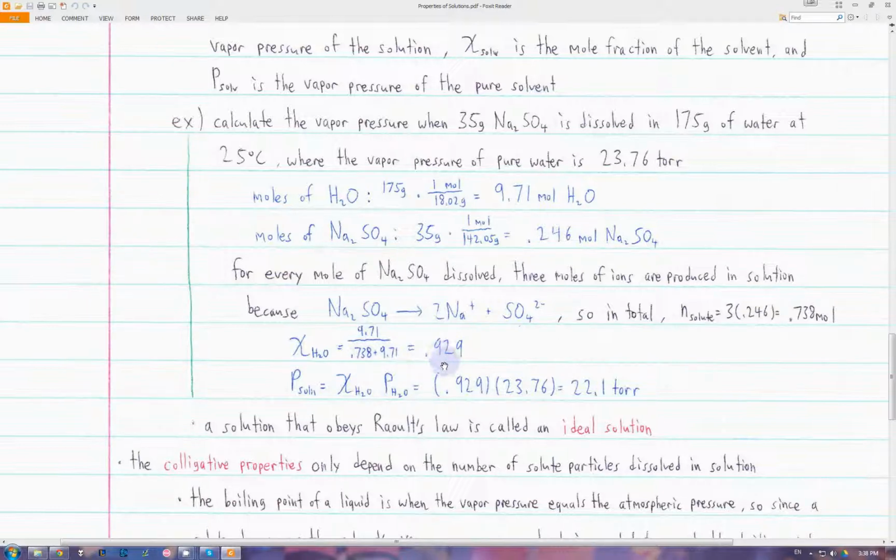Now we can just plug it into Raoult's law. We have the mole fraction of water times the original vapor pressure of the pure water, which we get in the problem. So the new vapor pressure of this solution is 22.1 torr, which, as we expect, is less than the original pressure of the water. Any solution that obeys Raoult's law is called an ideal solution, similar to how an ideal gas obeys the ideal gas law.